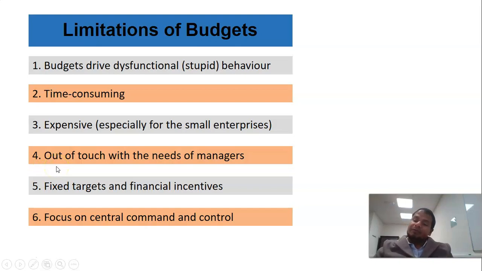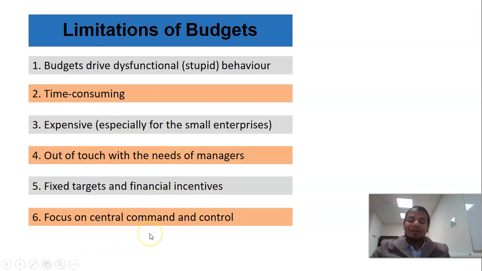And number four, out of touch with the needs of managers. Sometimes a budget is given, but the managers or the supervisors are out of touch, we can't find them. Then there are fixed targets and financial incentives. The budget provides some kind of fixed target, but in most cases, it doesn't consider the changed situation.